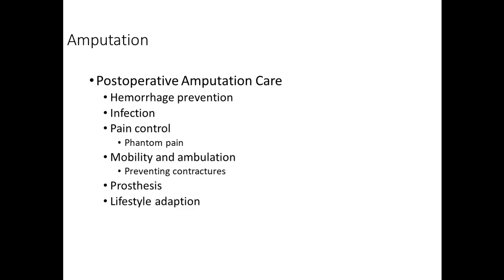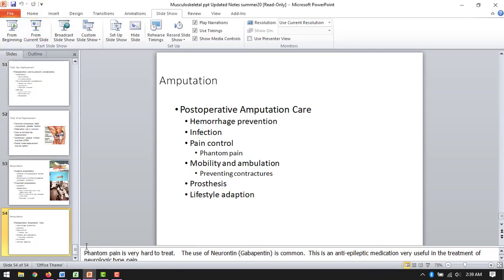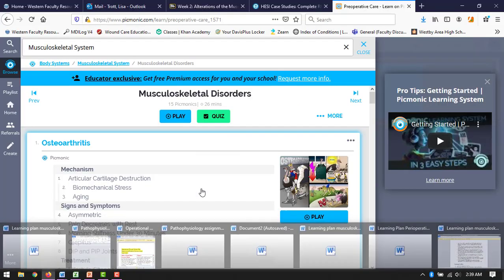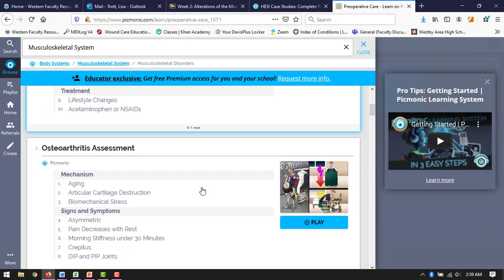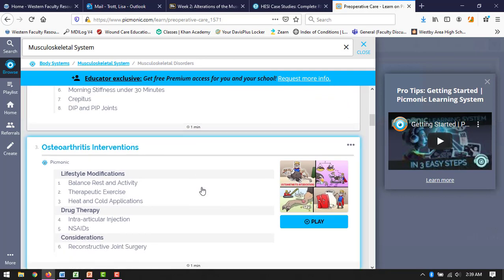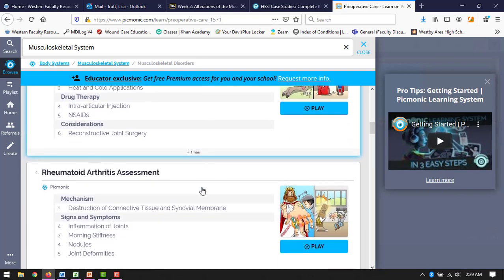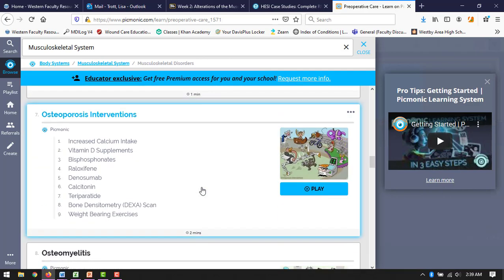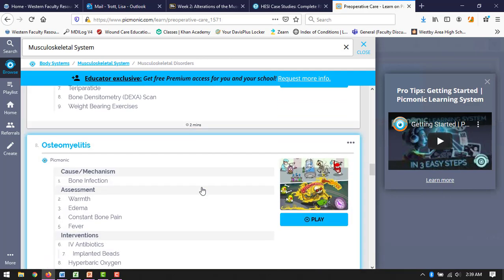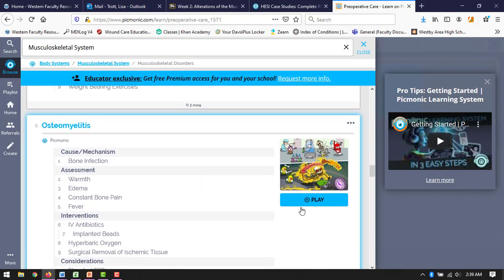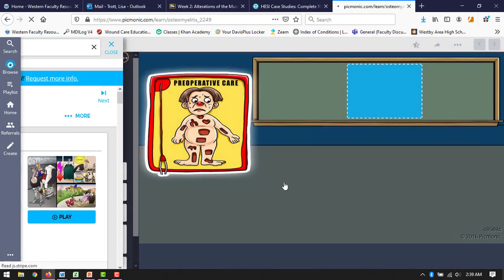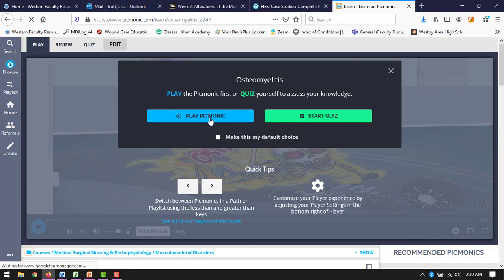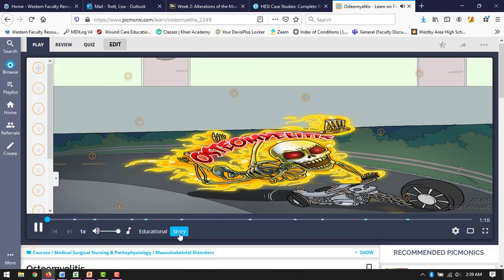Actually, I'm just going to show it to you real quick. I have one up. I don't know what I want to do. I had one picked out, and now I don't remember what I had. Osteomyelitis. We'll just do this. We're going to play Picmonic.